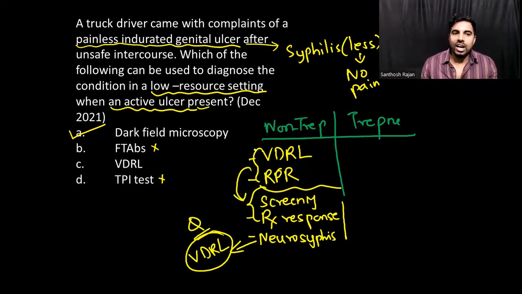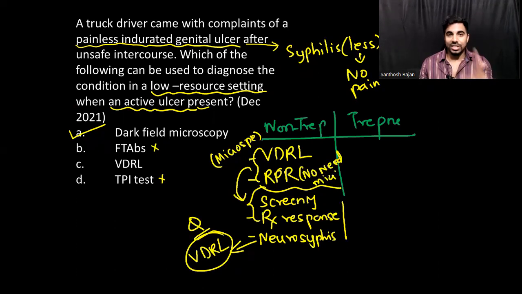The only difference is that in VDRL, you need a microscope to see. But for RPR, there is no need for a microscope. That's the benefit. Remember that. RPR can be seen with the naked eye, but VDRL cannot. Both are for screening, both are for treatment response. But for neurosyphilis, the best is VDRL.